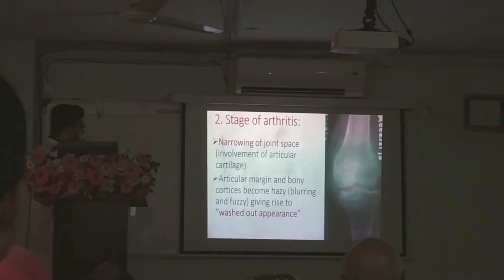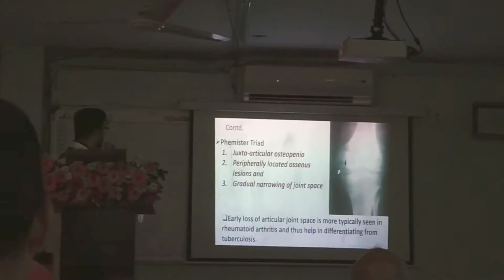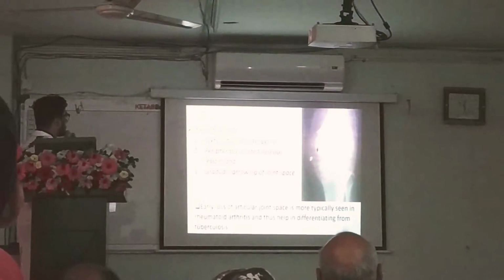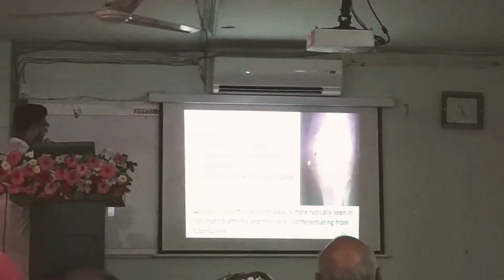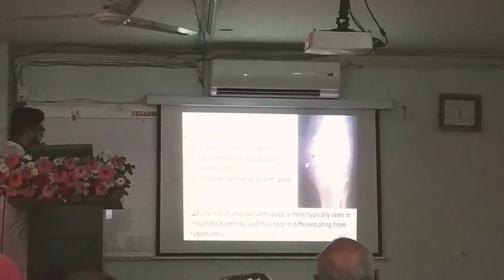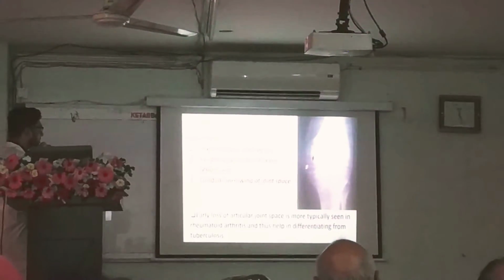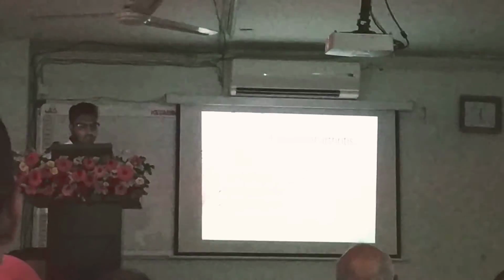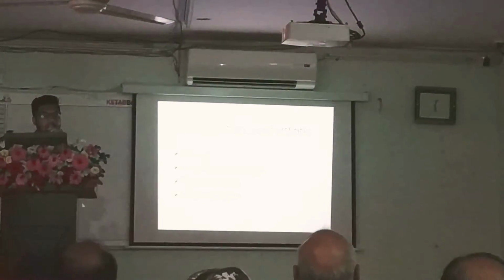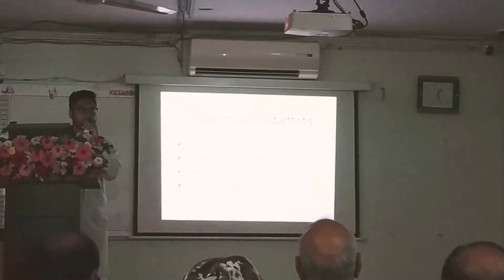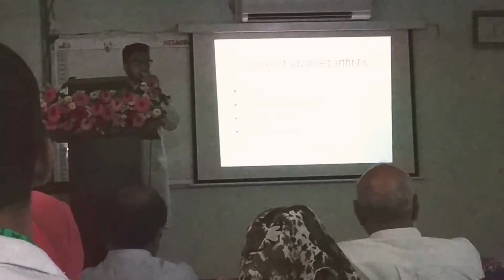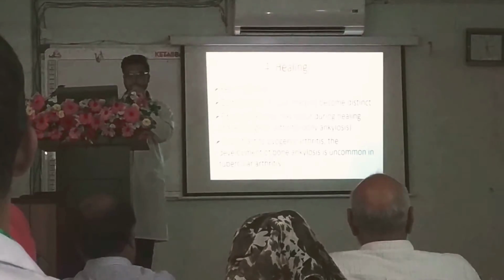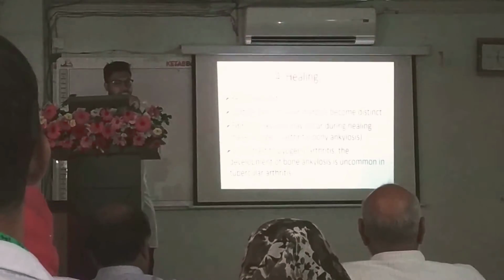It shows a washed out appearance. There is a classical triad called Phemister triad in the second stage, which includes juxta-articular osteopenia. The arrow marks show the juxta-articular osteopenia, peripherally located osseous lesion, and gradual narrowing of the joint space. In the third stage, we can see collapse, subluxation or dislocation, migration of bone, and deformity of the joint. And finally, the stage of healing includes remineralization, and cortical and articular margins become distinct.